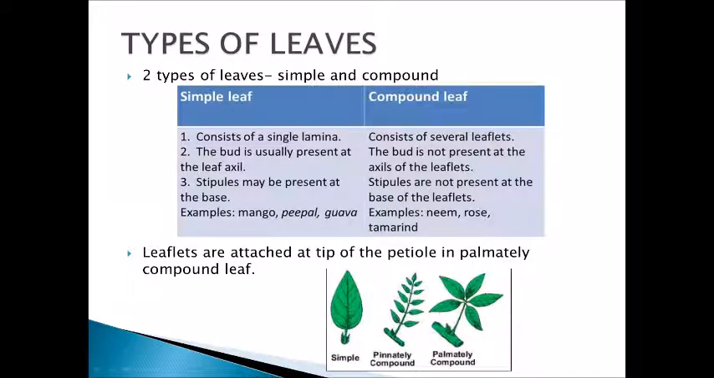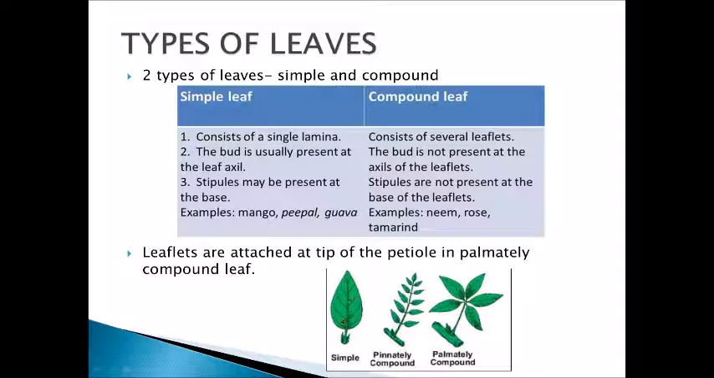Now let us see types of leaves. Two main types of leaves are considered: simple and compound leaf. The simple leaf consists of a single lamina, while a compound leaf consists of several leaflets. Now what does it mean? Here you can see in this diagram, this lamina is intact. It is not divided. It is one intact structure.